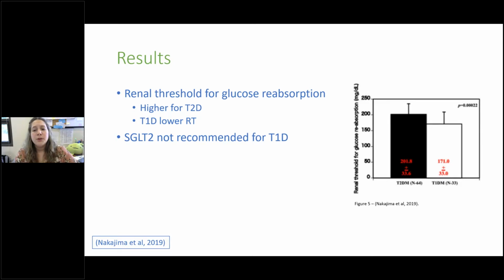The researchers concluded that these inhibitors do not affect type 1 diabetic patients as they would type 2 diabetic patients, since their lower renal threshold allows for glucose to leave via urine more readily.